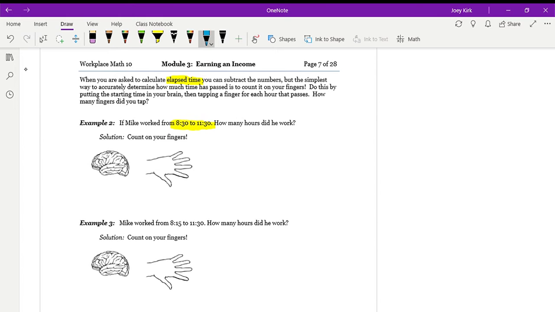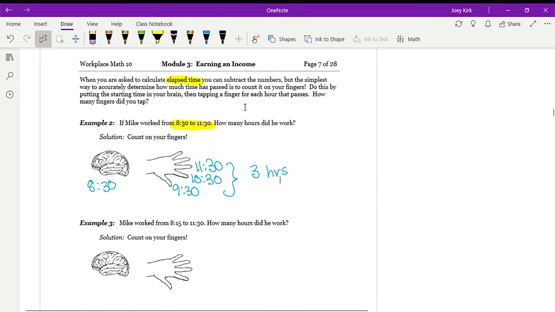Okay, so here in my brain, I'm going to put 8:30, and then the first hour that passes, that's the first finger, that's to 9:30. Second hour passes to 10:30. Third hour passes, that's to 11:30. Okay, so we look at this, and we got 1, 2, 3 fingers. That's 3 hours. Okay, pretty simple.